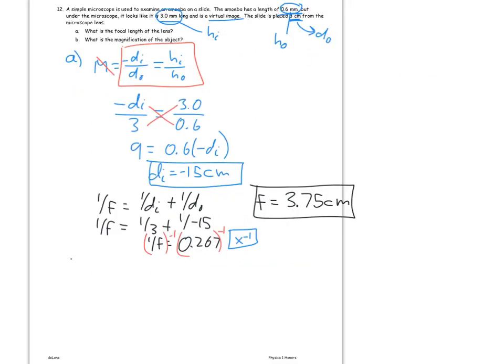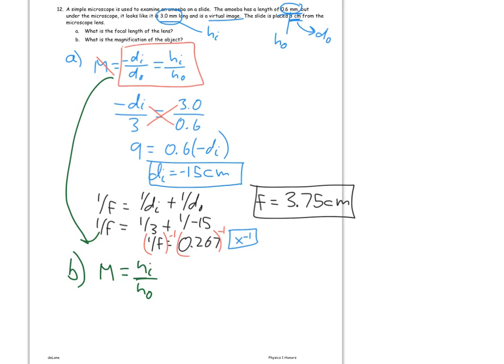Let's move on to part B here. So for part B, we want to figure out what our magnification is. So I'm going to actually use this equation that we used before, but now I'm just going to take the m and say that's equal to hi over ho, because remember we can pick any two parts of that equation and set them equal to each other.